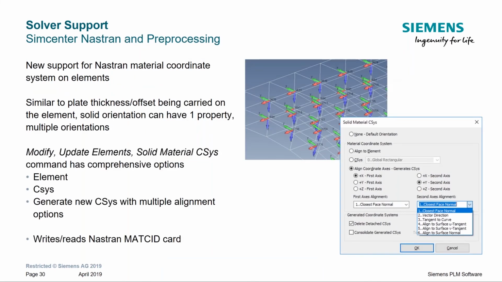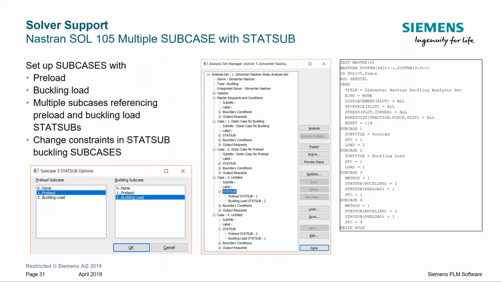In Femap, we're now supporting the Nastran material coordinate system on elements. So basically, you can have one property but multiple orientations. In the past, you actually had to have multiple properties. So there's a new command called Modify, Update Elements, Solid Material CSys, and then you have multiple ways to define that. What this will do is write out the Nastran MAT CID card, or basically the coordinate system ID for each element that you assign material orientation.